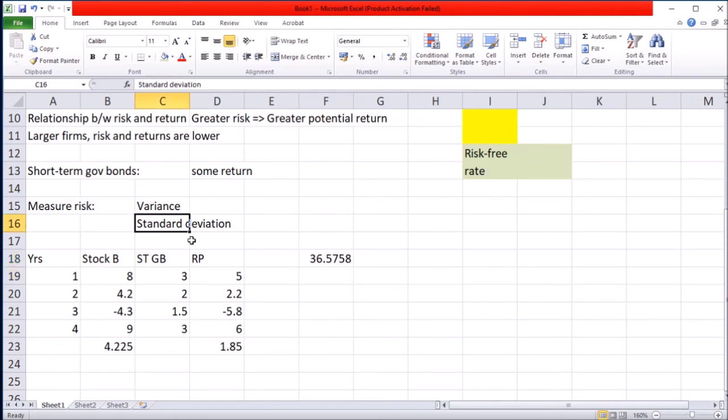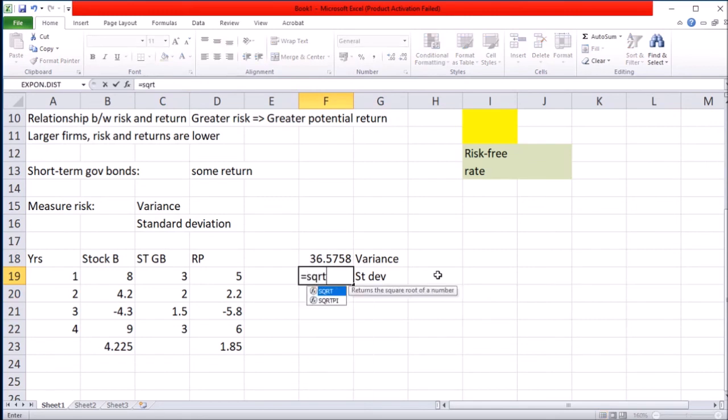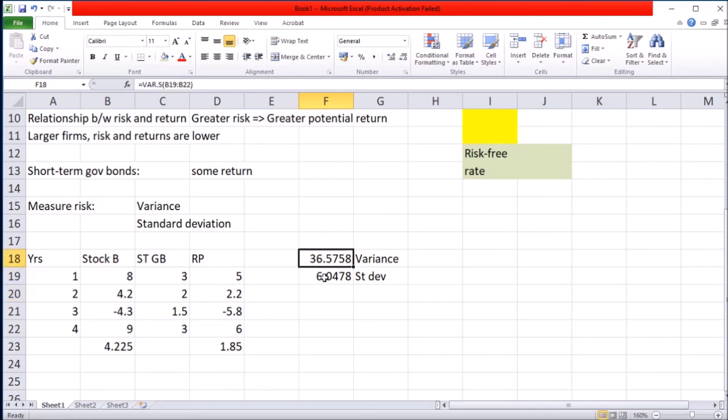So for that reason, we also use standard deviation. And standard deviation is just the square root of variance. Square root of percent squared is just percent. So standard deviation has the same measurements as your returns. Standard deviation is just around 6%.